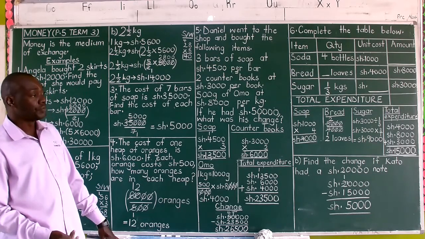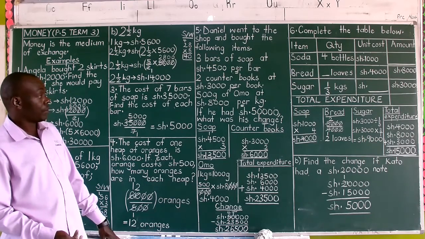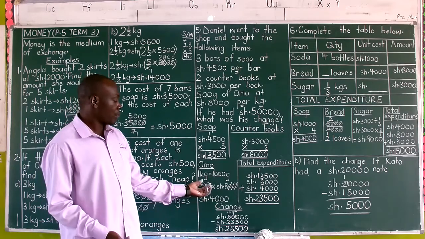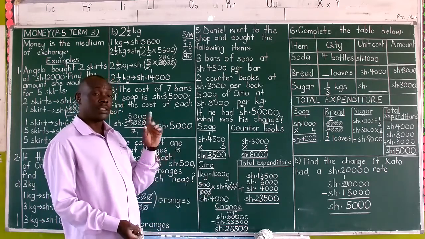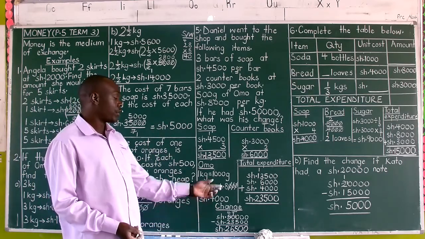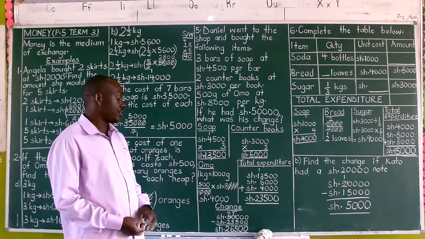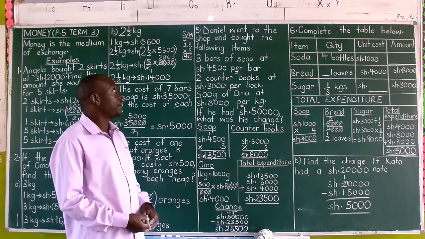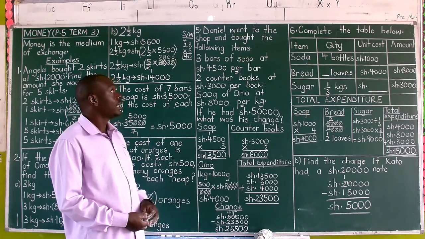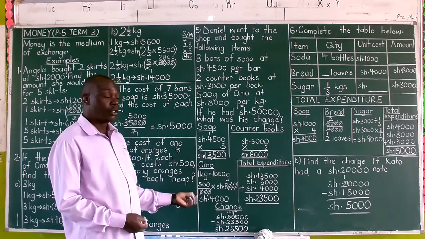Half a kilogram is constituted by 500 grams. So that's 500 out of 1,000. It makes a half of a full kilogram. So a half of 8,000 is 4,000 shillings. So that's the payment that was effected by this Daniel on the item omo.